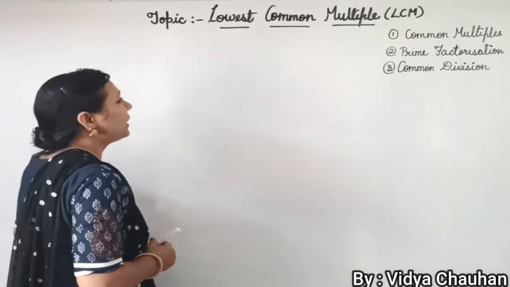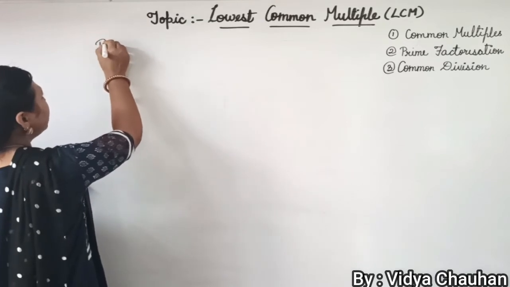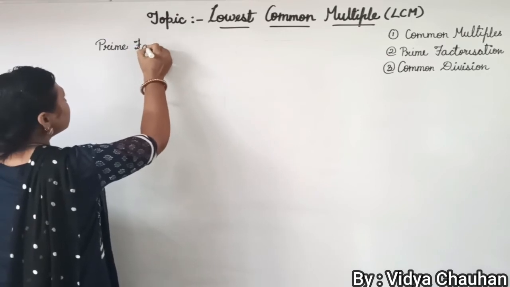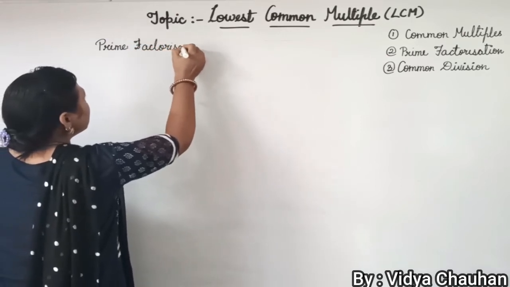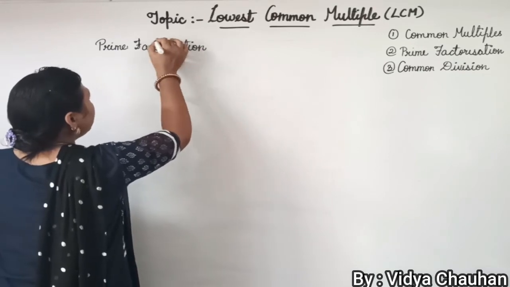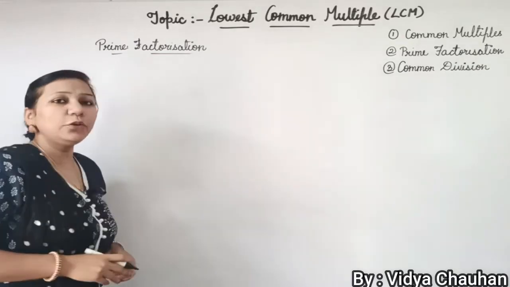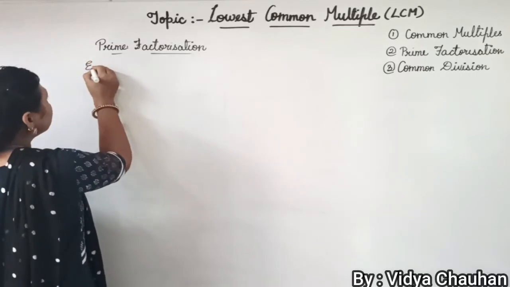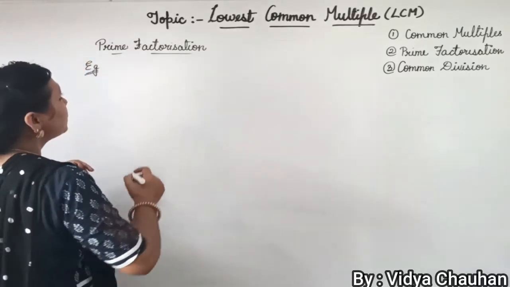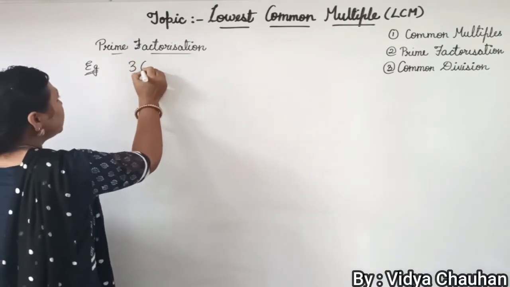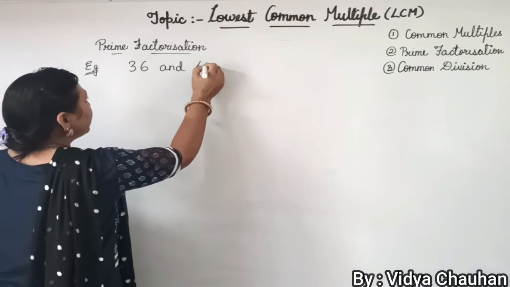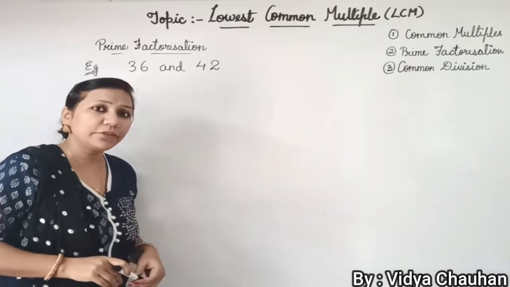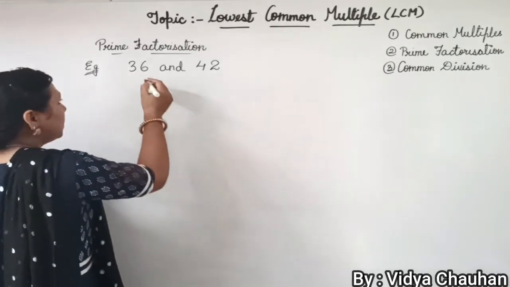So let us start first with the prime factorization method and how we can find the LCM of any set of numbers by it. As this is a prime factorization method, that means we are only going to use prime numbers to solve the questions. Taking an example, suppose there are two numbers given to you, 36 and 42, and you have to find the LCM of these two numbers by prime factorization method. So what is the process?